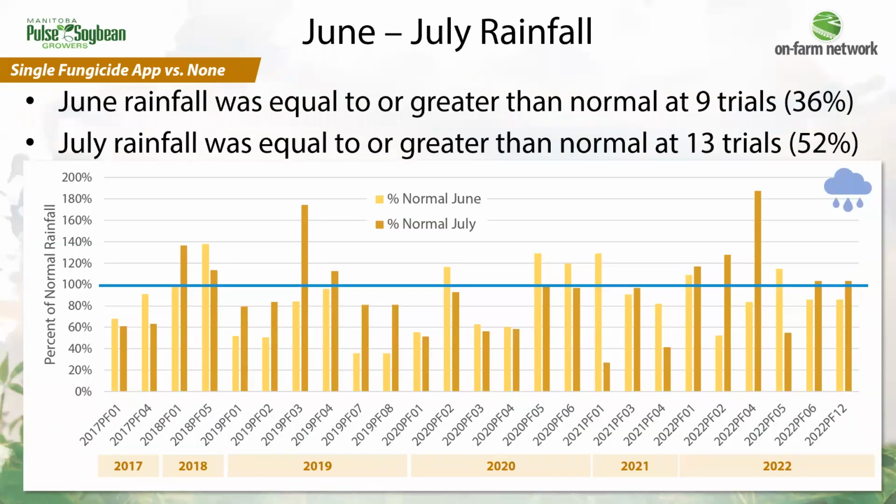Here's the percent normal rainfall for these single versus none trials, leading up to flowering in June and following application in July. So each of these paired bars represents an individual trial, with the lighter colored bar on the left representing June moisture and the right darker colored bar of the pair representing July moisture. And what we're showing here is that June rainfall was normal or above normal at 9 trials, and July rainfall was equal or greater than normal at 13 trials, or half of these trials had more moisture in July.